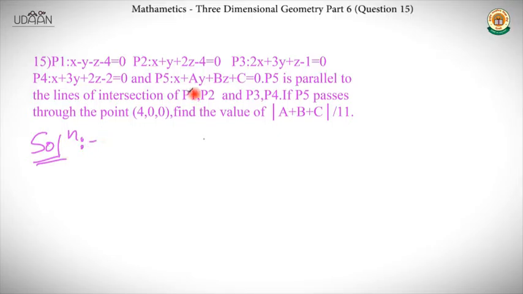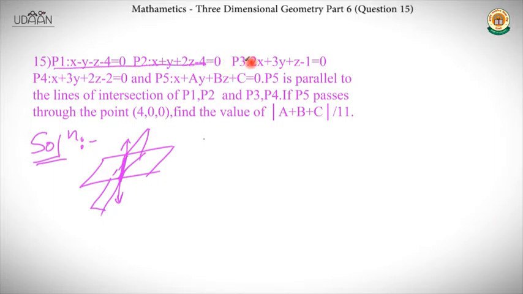Here, plane 1 and plane 2 would intersect in a line. We know that two planes always intersect in a line. So let's see how it occurs. These two planes intersect in this line. Now there would be one line of intersection of plane 1 and plane 2, and one line of intersection of plane 3 and plane 4, which is given. And now these two lines are parallel to plane 5, which is given in the question.